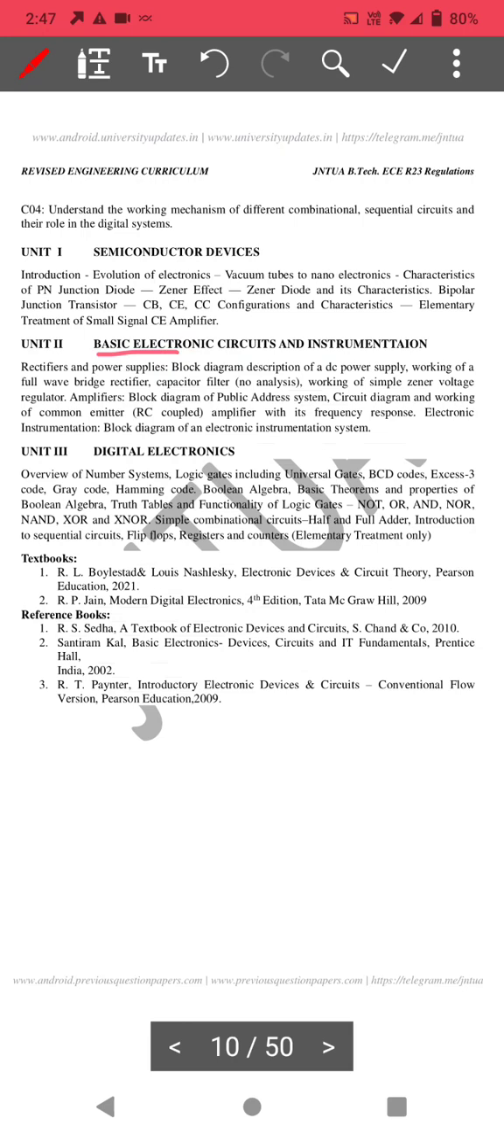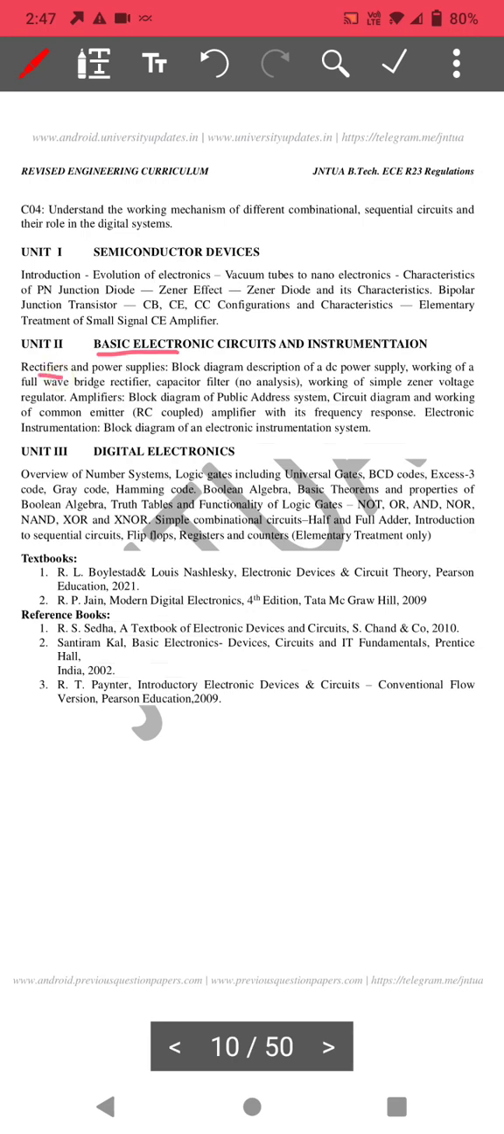First, basic electronic circuits, in the sense of diodes. By using diodes we can construct rectifiers. What are rectifiers and their types? A rectifier is a device which converts AC to DC. You should learn rectifiers and power supplies.